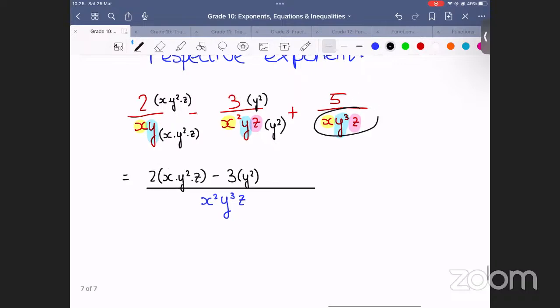Then let's talk about this guy. How did I get from this denominator to that denominator? X became x squared, so I need to multiply it by x. Y cubed stayed y cubed, so that's like multiplying by 1, so there's no need to. And z is z, so I don't need to multiply it by anything. So I keep the 5 the same, plus 5x. Okay, so I just wanted to show you LCD in terms of variables, and what I mean when you choose the highest exponent.